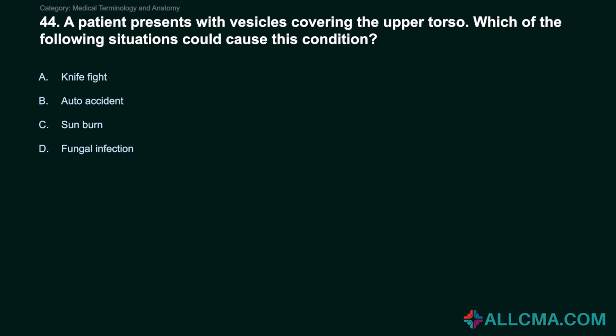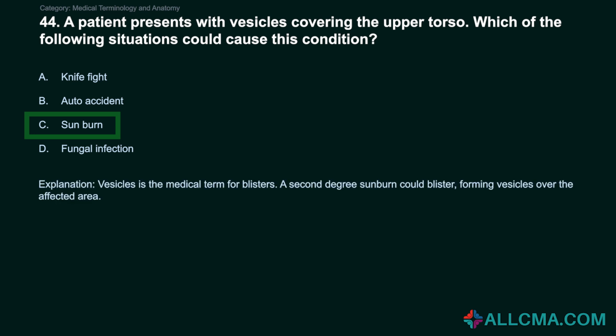44. A patient presents with vesicles covering the upper torso. Which of the following situations could cause this condition? A. Knife fight. B. Auto accident. C. Sunburn. D. Fungal infection. Correct answer: C. Sunburn. Vesicles is the medical term for blisters. A second-degree sunburn could blister, forming vesicles over the affected area.